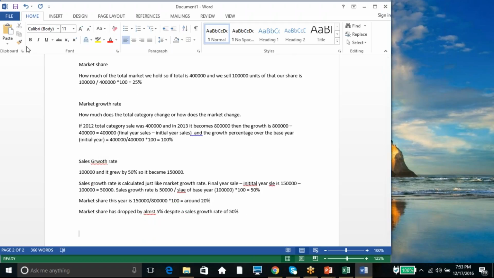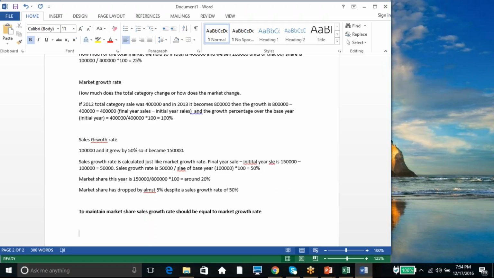So we come to the most important relationship here. To maintain market share, sales growth rate should be equal to market growth.